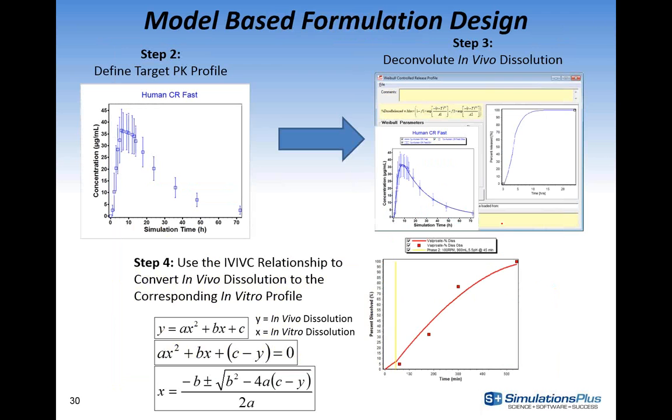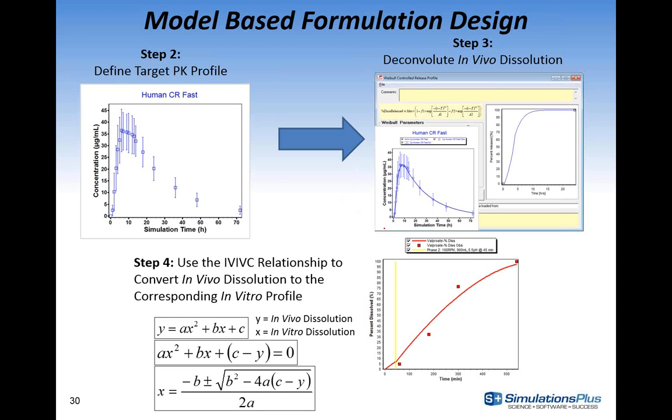So back to our overall steps that we're performing in this model-based formulation design. We showed you the first step, which was to generate the IVIVC. Now we define a target PK profile. In this case, we're assuming we don't have any in vitro data for the human CR fast formulation, but we do have the pharmacokinetic profile, and we're going to be using that as our target profile.